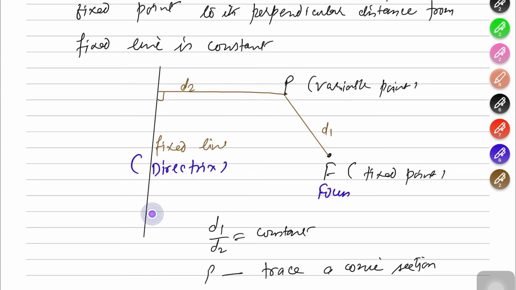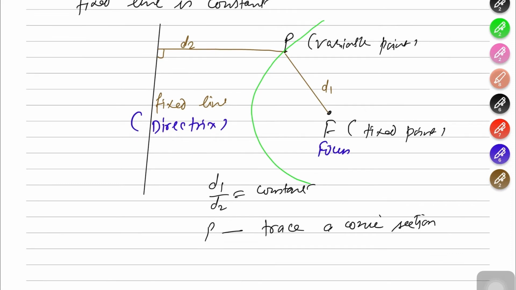So obviously fixed line means the line is fixed, the point is fixed, but this point P is moving, and that will trace a conic section. So P is the locus. P is following some path, that path of points will trace a locus, and that locus is some conic section. It may trace any curve, let's say it may be tracing a parabola. So P traces a conic section.